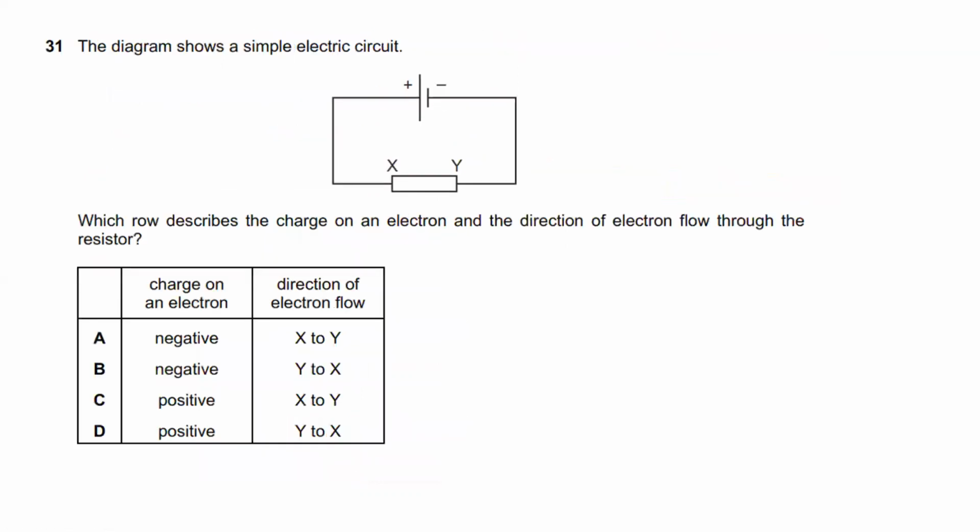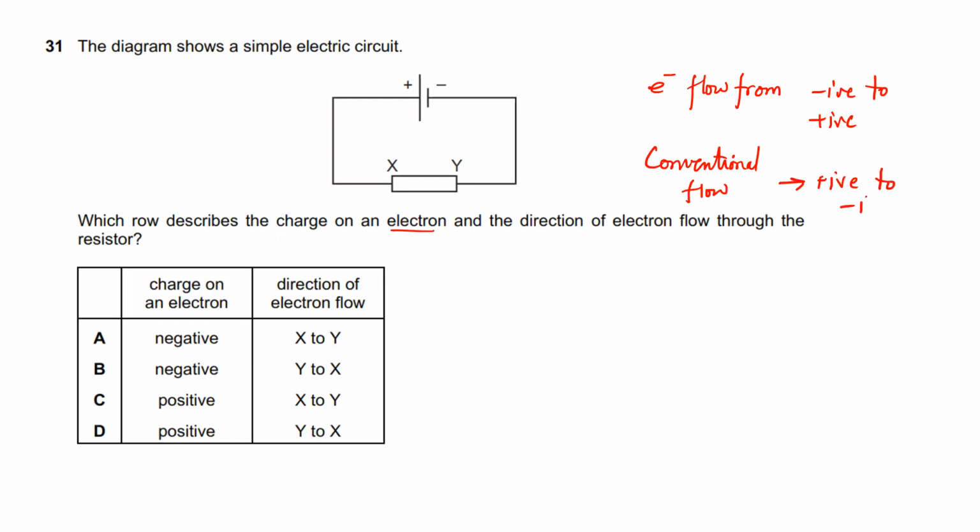Next question. It says the diagram shows a simple circuit. Which row describes the charge on an electron? So an electron is a negatively charged particle, and the direction of electron flow from the resistor. So electron flow is from the negative to the positive terminal. So remember, electron flow is from negative to positive, whereas the conventional flow is from positive to negative.